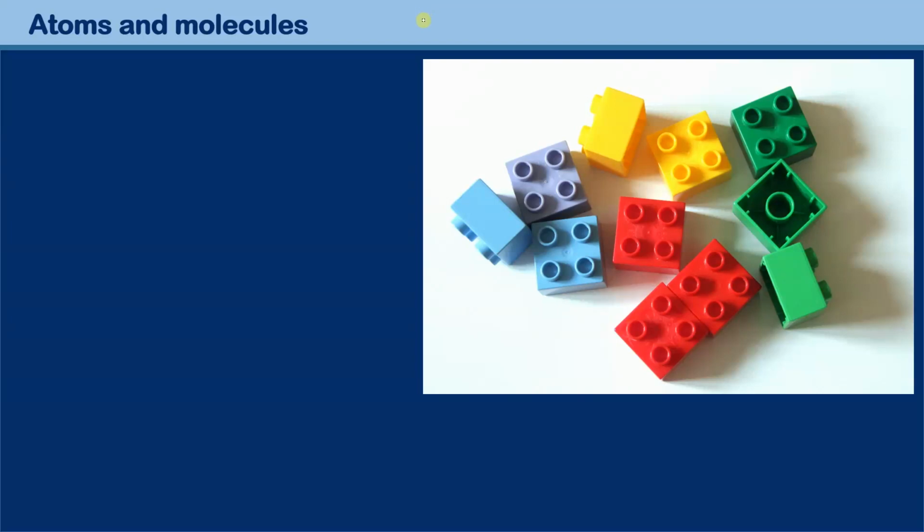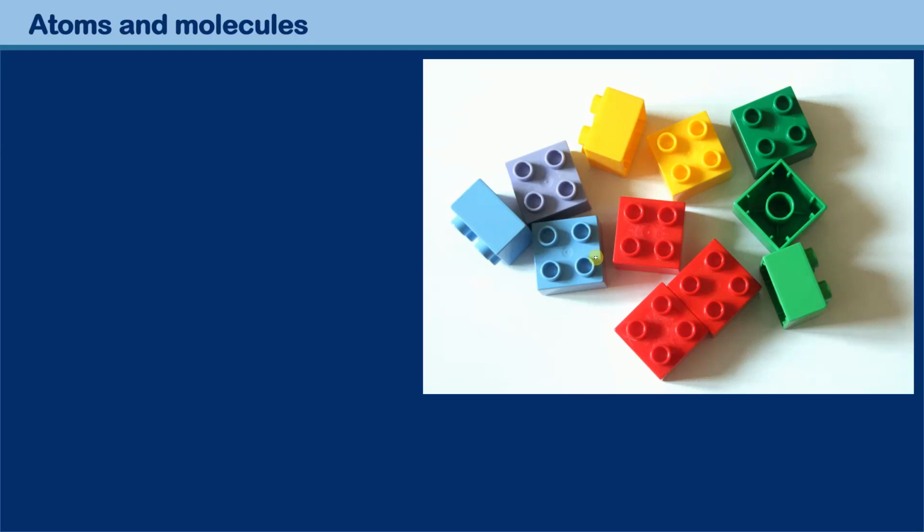So let's do some really basic chemistry. What you see over here are some Lego bricks, and these Lego bricks should represent my atoms. So each brick over here is a separate atom. And you can of course also see that they're different colors, and the different colors represent the different elements.